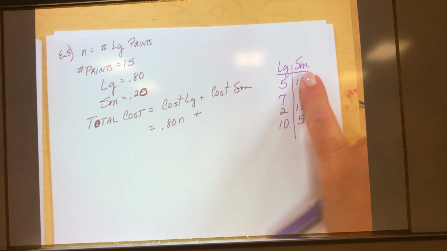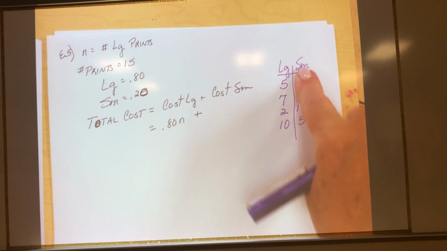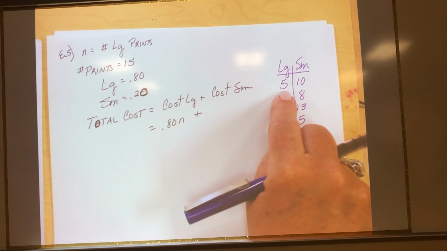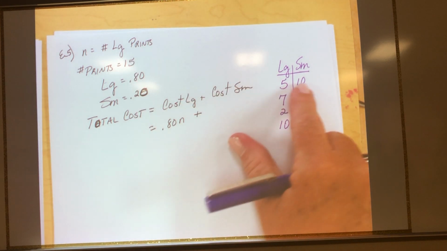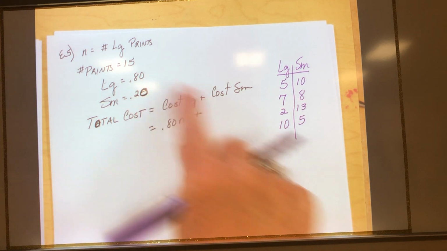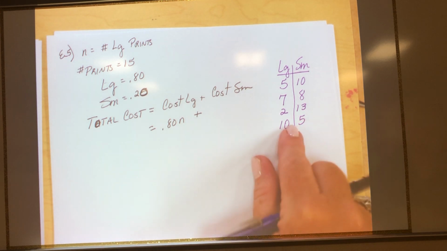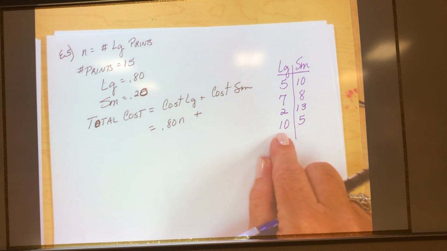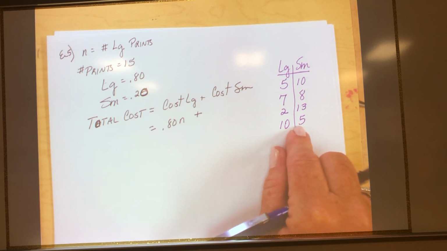Let's say we can't use this number, so that means you can't do that operation. There you go. That's what I want to hear. So how are you getting this number? You're going 15 minus 5 is 10. 15 minus 7 is 8. 15 minus 2 is 13. 15 minus 10. We have a total of 15 prints, so if I take the large ones out, I'll get the small ones. Is what we're doing working? Then keep doing it. Watch this.